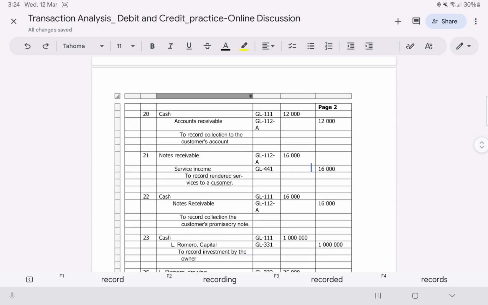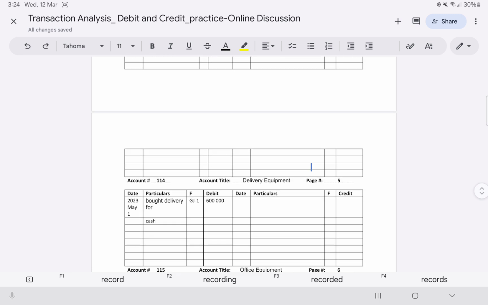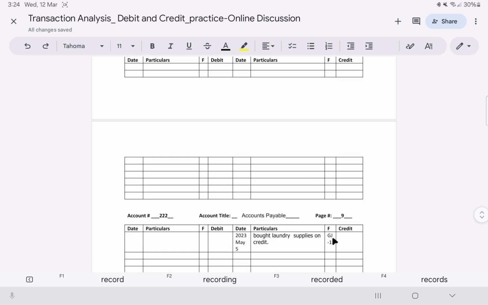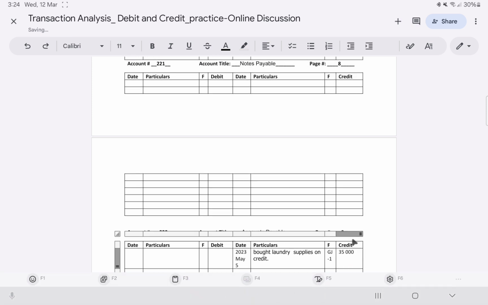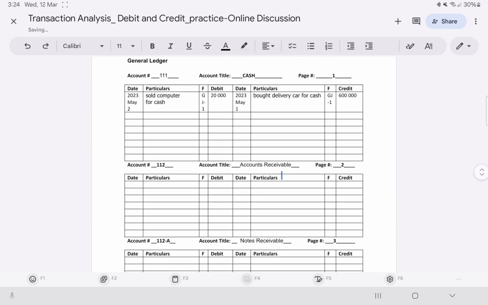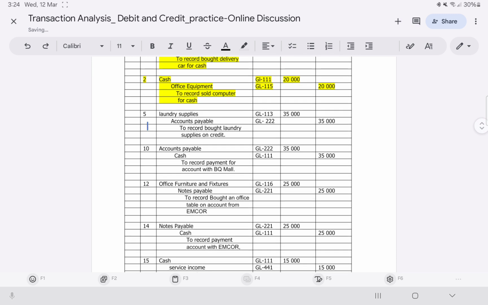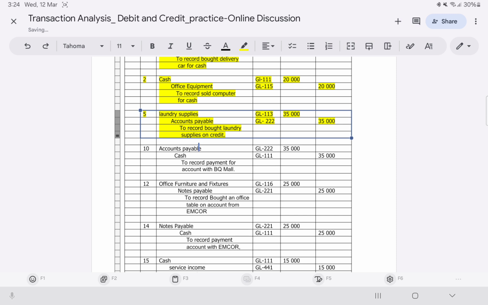35,000 recorded in the accounts payable. Okay, 35,000. So we are done with the May 5 transaction, and let's highlight the transaction on May 5. Okay, so let's proceed to the May 10 transaction.